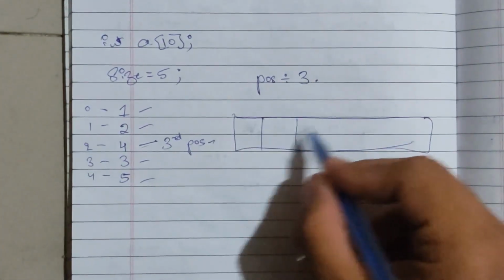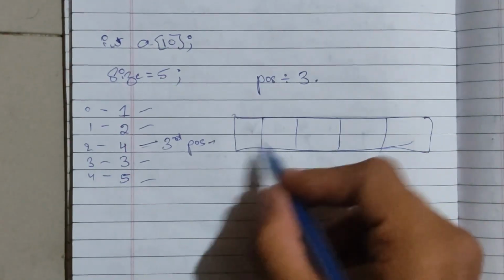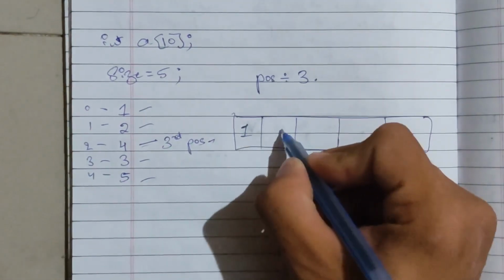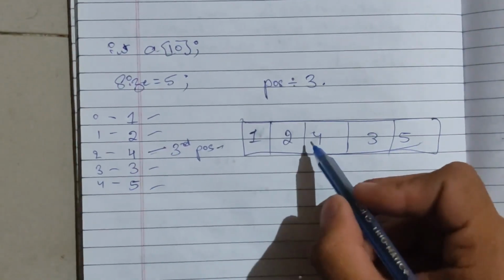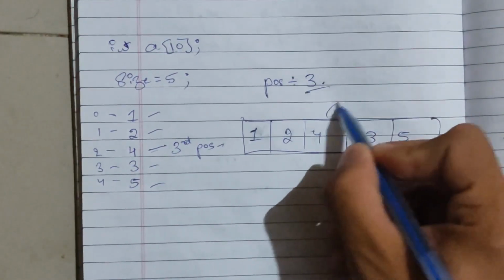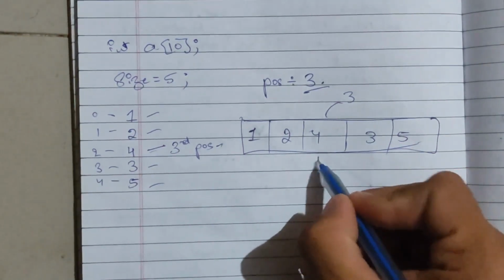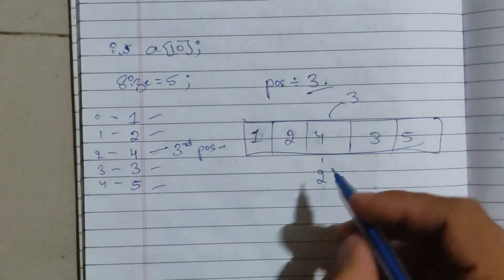So there are 5 elements, right? 1 2 3 and 4 5. So these are the 5 elements. The elements are 1 2 4 3 and 5. So now the position which he has entered is 3. So 3 means this position, and this position is containing the index 2, right?